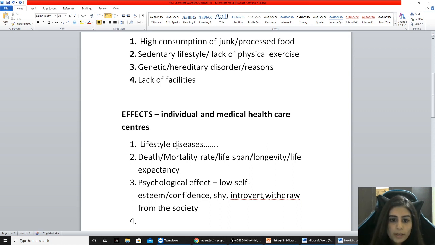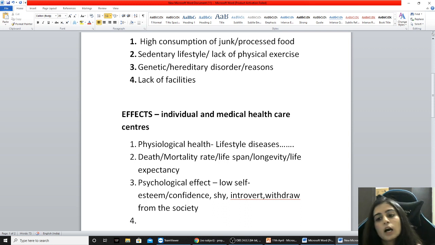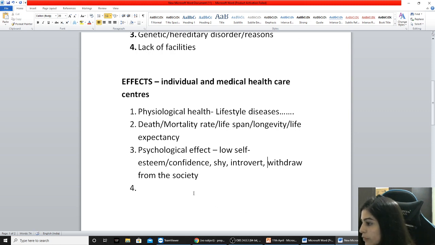Here you can start the point by using the word physiological. So basically, what's the difference between physiological and psychological? Physiological basically means your physical health, and psychologically means your mental health. So physiological health, you'll be talking about the lifestyle diseases such as diabetes, hypertension. Instead of blood pressure, you can write hypertension, and you can talk about cardiovascular diseases, heart attacks, and other such diseases. In case of psychological or mental effect, you can talk about these things. Okay, any other ideas?